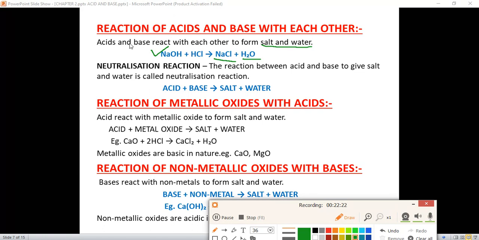So what is this type of reaction known as? This type of reaction is known as neutralization reaction. It means acid and base are cancelling out each other's effect, meaning they are becoming neutral.